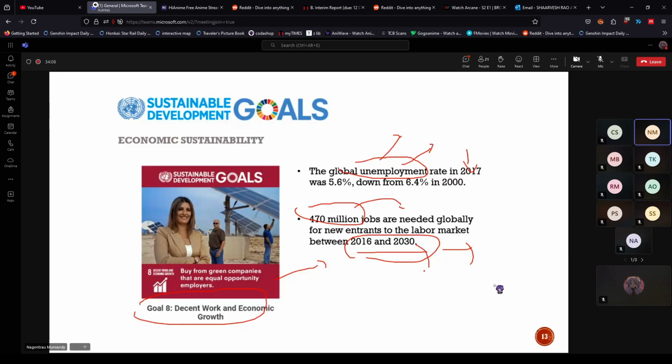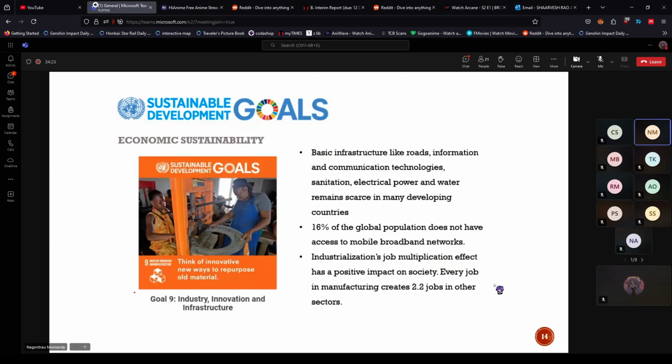So after 2030, what happens? We don't know whether we still maintain the same SDG goals or we might come up with a new set of SDG goals, right? So it is predicted that there will be a need for 470 million jobs. Then industry, innovation, and infrastructure.